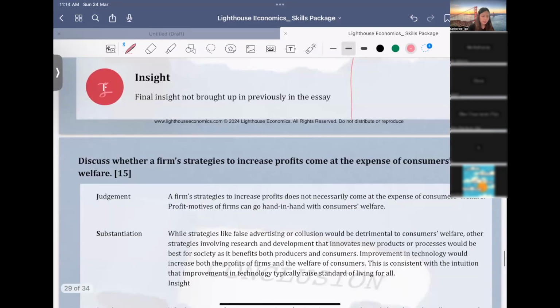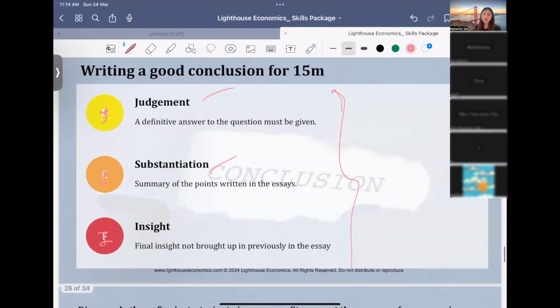First one is judgment. Remember I keep mentioning, at the end of every 15-mark essay, you must answer the question directly. You must tell me, at the end of the day, do you agree with the thesis or do you disagree with the thesis? Do you agree with the thesis more or the antithesis? You must give a very clear answer to the question. This is going to be the first line of your conclusion. Then substantiation: it's just going to be a summary of the points written in the essay, or a summary of the evaluations written at the end of every paragraph.